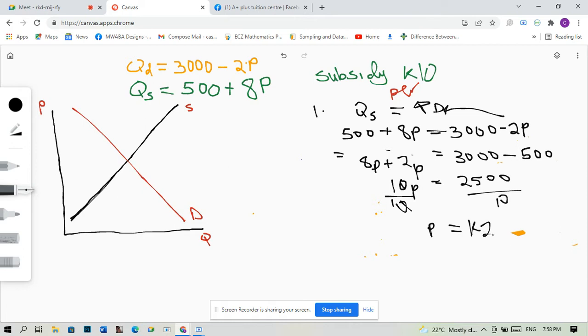250 kwacha. All right, so this is what consumers are paying, and this is what the producers are receiving, 250 kwacha. So here in our graph, say 250 kwacha.